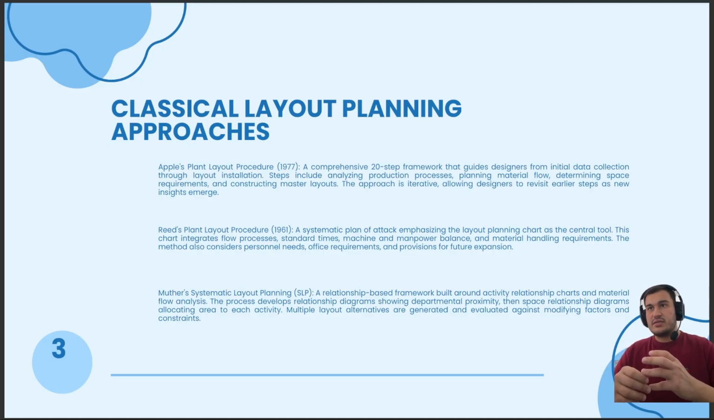The second one is improvement type methods. Improvement type methods begin with a layout that already exists. This might be the current layout of an active factory or a random initial solution. The technique then makes iterative step-by-step modifications by systematically evaluating different department positions and swapping them. These methods progressively reduce material handling costs until they find a much better arrangement.